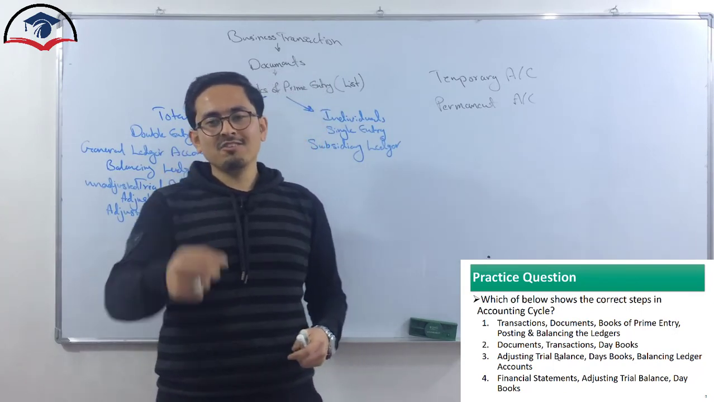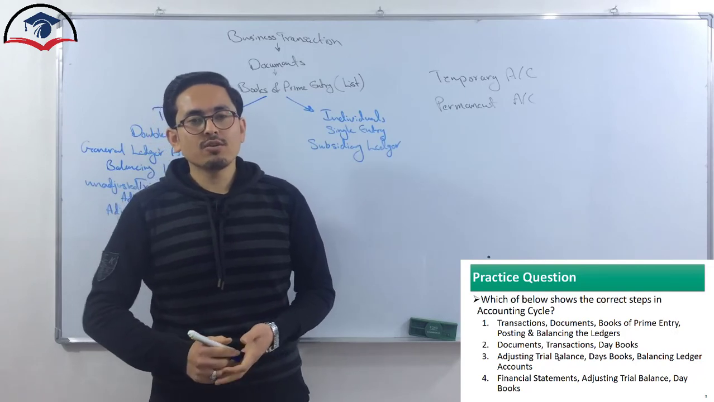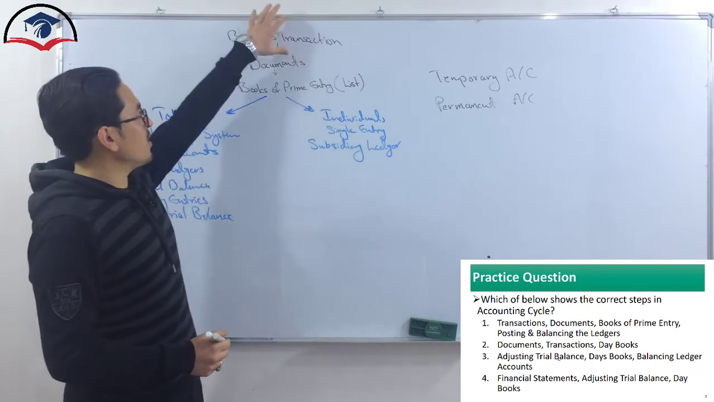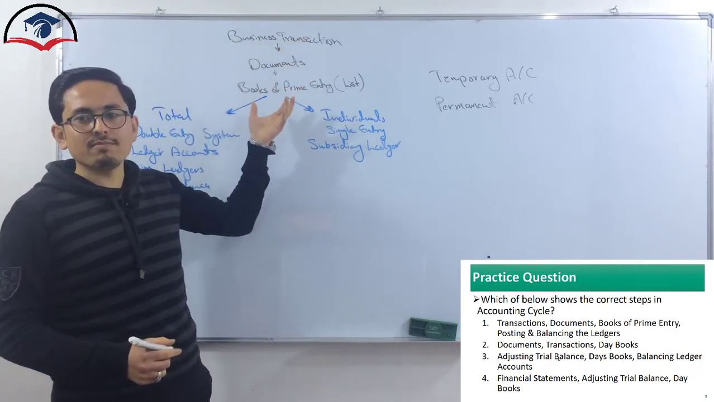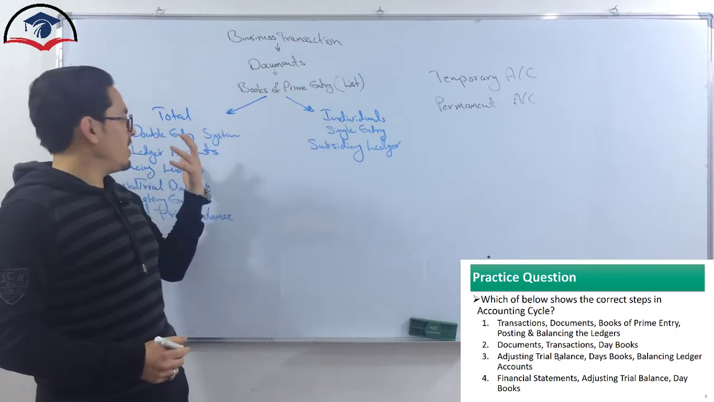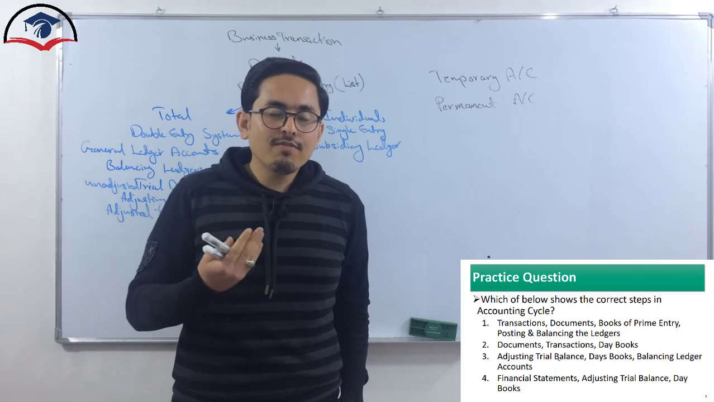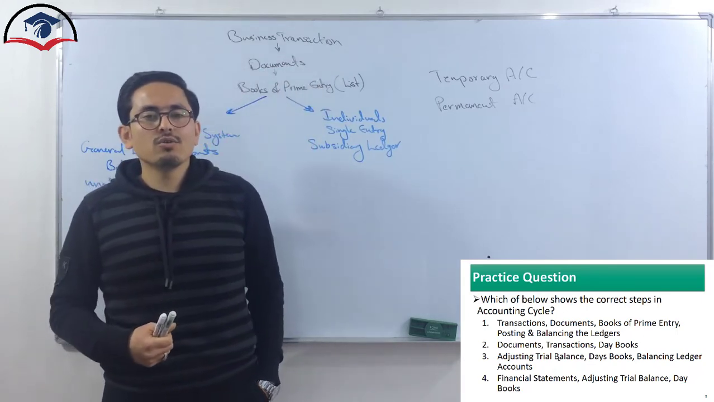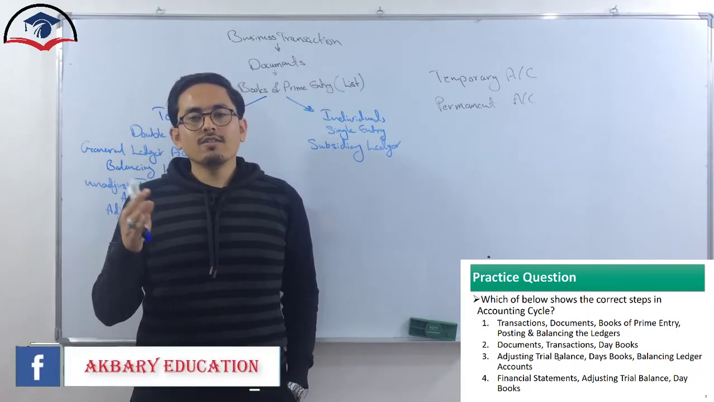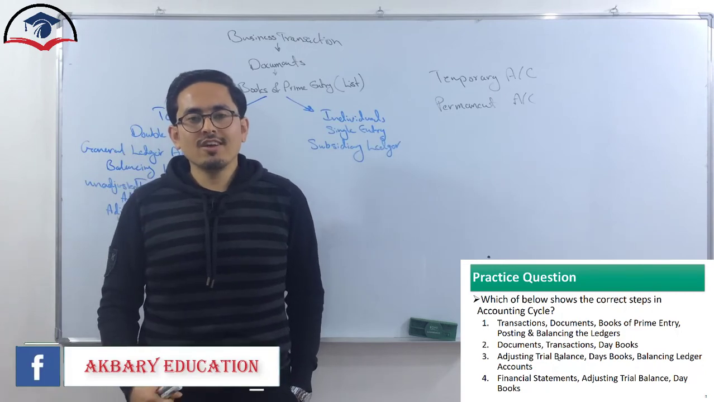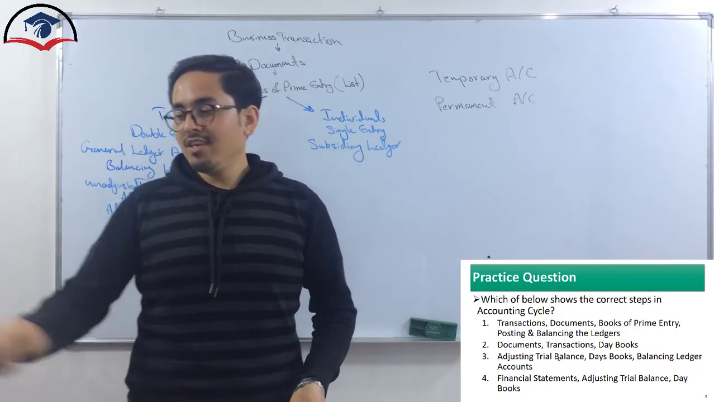But let's continue. The first one is the correct answer. They mentioned the transaction, the documents, books of prime entry, posting to the ledger accounts, and balancing the ledger accounts. These are the 5 steps we have initially read. So these are the steps, and the correct option is option number 1.